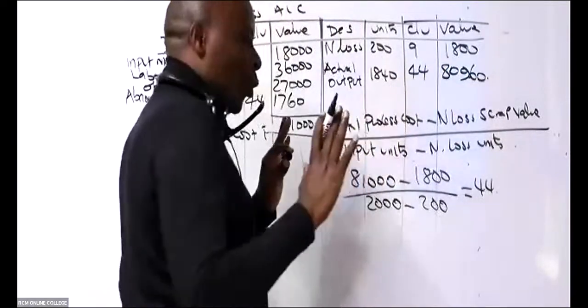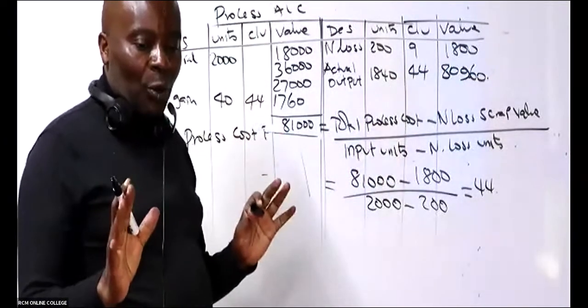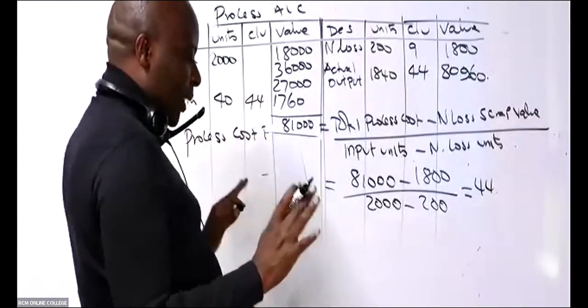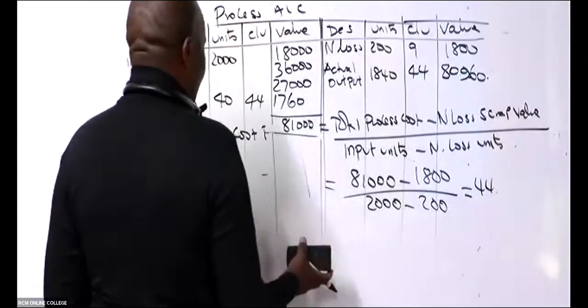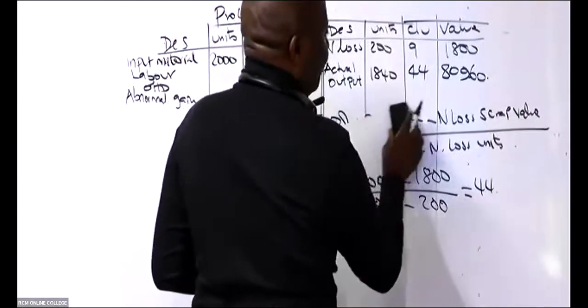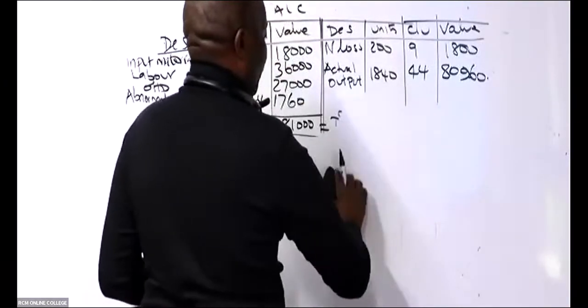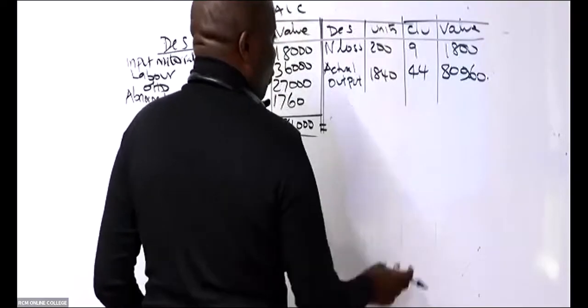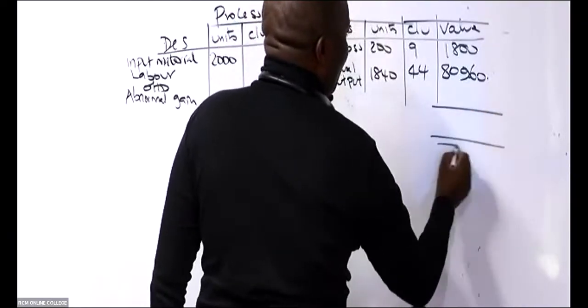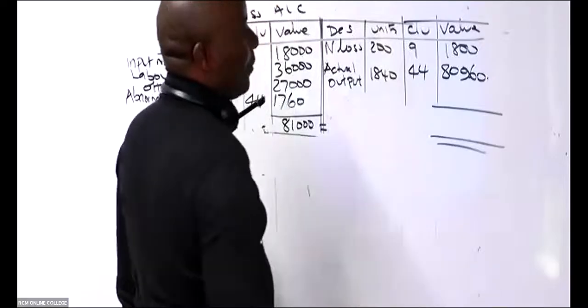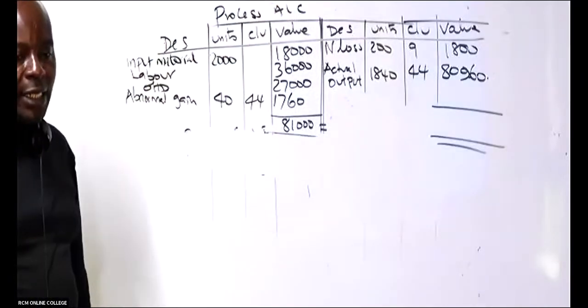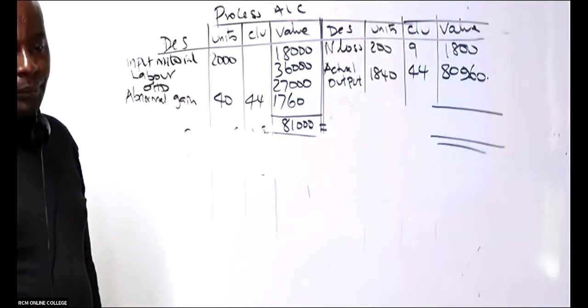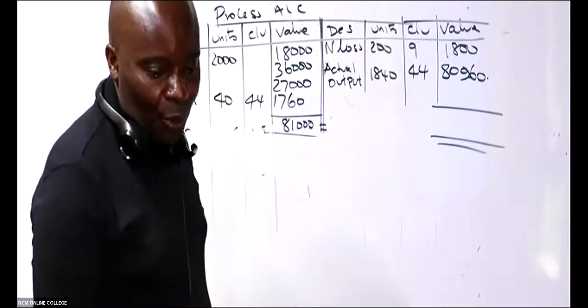And then now you evaluate whether your process account is summing up, is casting. We talk of casting. Is the process account casting? Let's see. So of course I expect this side to be heavier. So you take this plus this, give me an answer. 1,800 plus 80,960. So I'm being given 82,760.